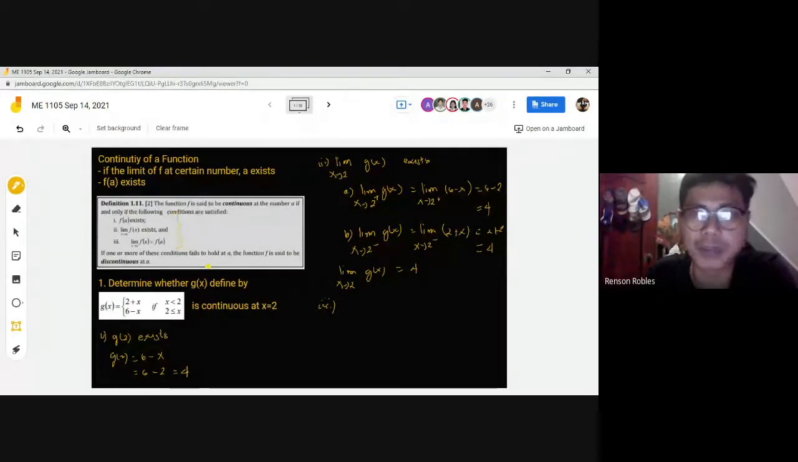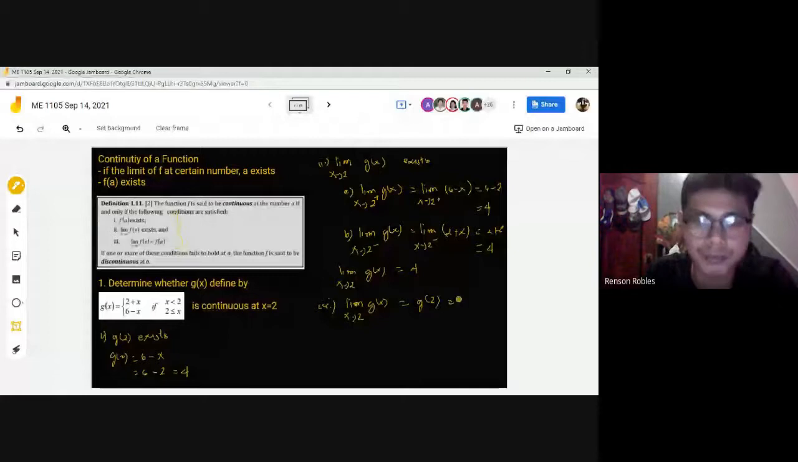Part 3, you just have to interpret what you have done in part 1 and part 2. So you can say that the limit of g of x as x approaches 2 is equal to g of 2, and it's equal to 4. And therefore we can now say that g of x is continuous at x equals 2.